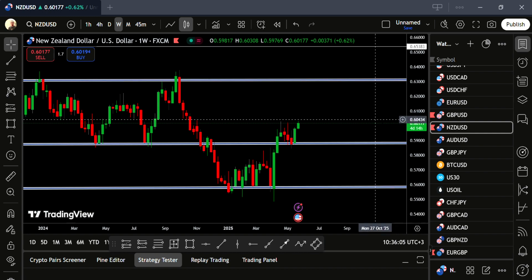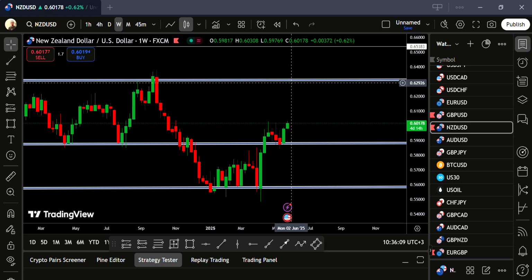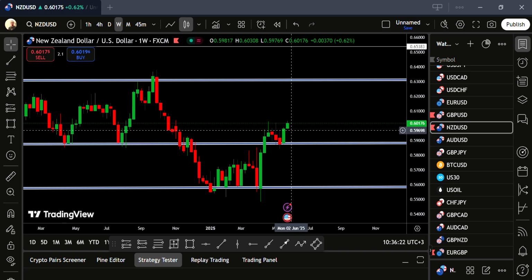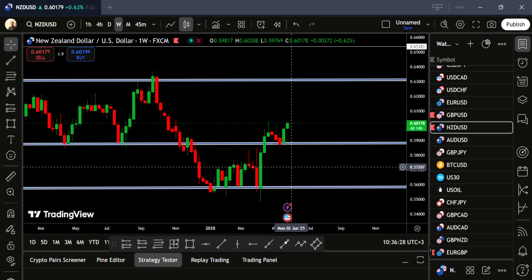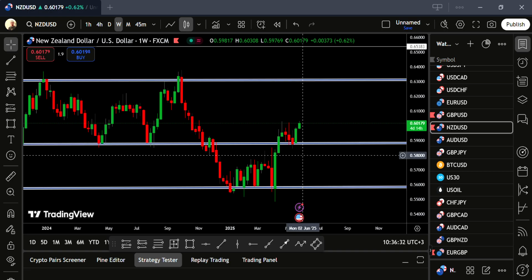NZD-USD, it was a clear buy to around here. However, I'm finding challenges entering this pair. If I had a big account, I would enter because with the confirmation of the bullish engulfing candle on the weekly, this was a confirmation of a buy up to up here. However, the account was not yet that big, so I thought it was somehow inappropriate to enter.